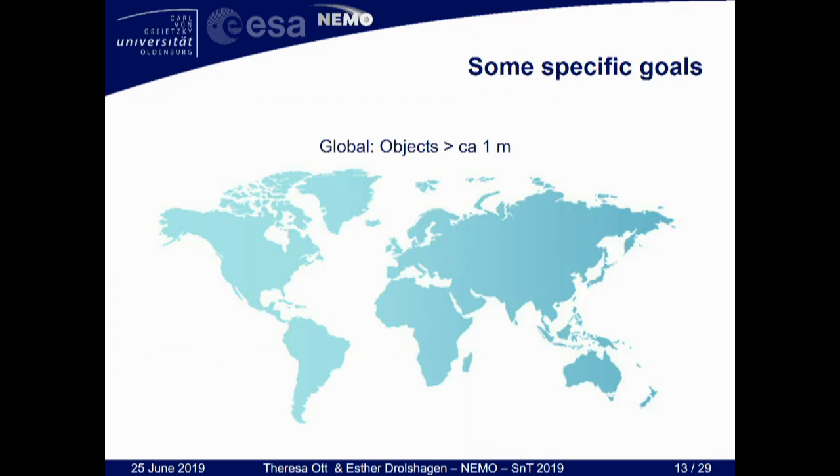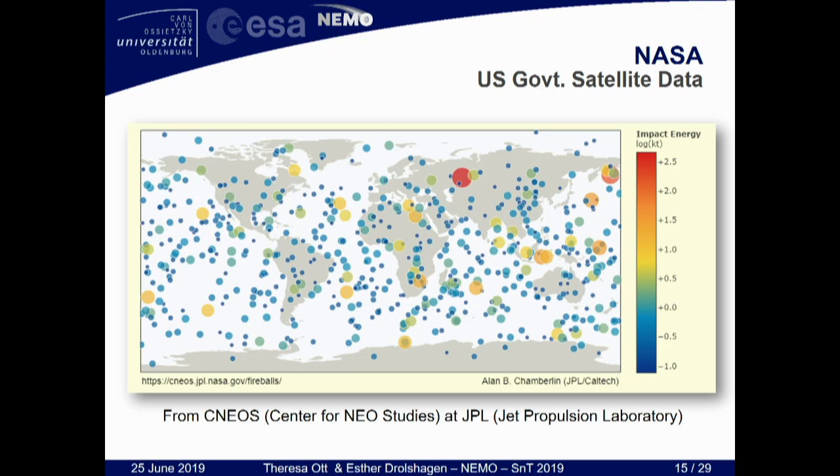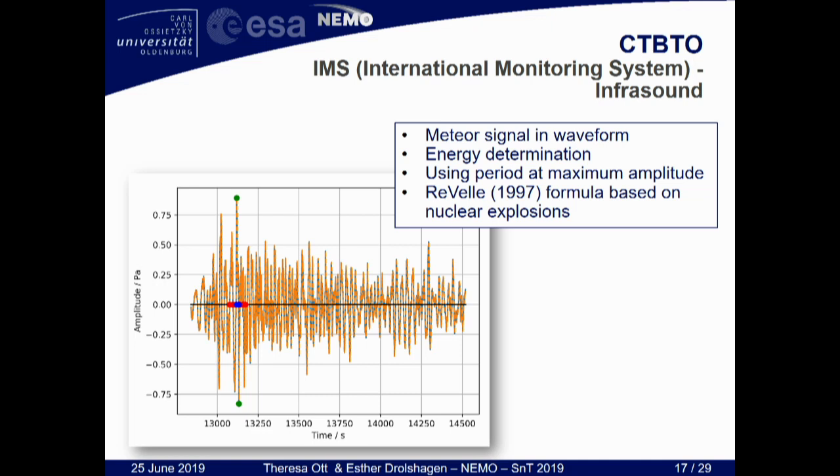And on a global scale, we are interested in all objects with a diameter of at least about 1 meter. And here we are using mainly the social media, Twitter, but also the Google Alert system, and we are trying to use more different media platforms. Facebook is our next planned step, for example. Yes, sure, the US government satellite data and the international monitoring system infrasound data. If there was a bright fireball, we ask for the data, and then we look if some infrasound station has seen it. So first we receive an alert, and then we look into the data. And we are also using the period at maximum amplitude.